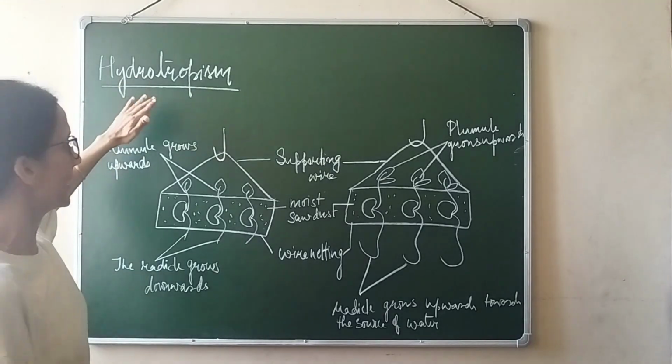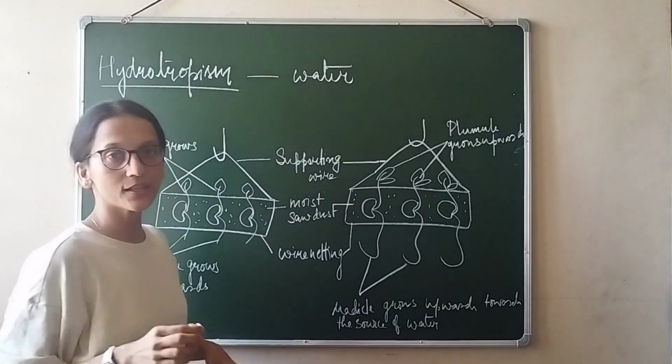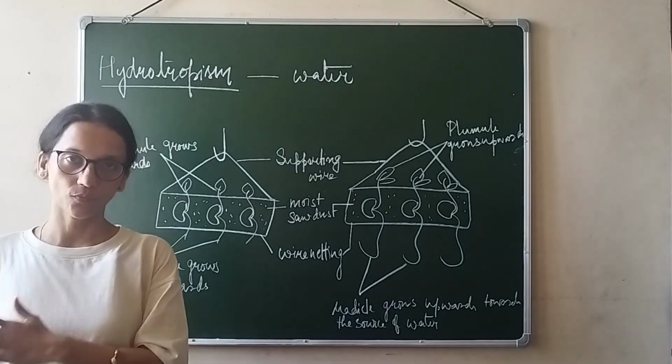Third type of movement, hydrotropism, the stimulus is water. So the plant roots, they always grow towards the direction of the water.